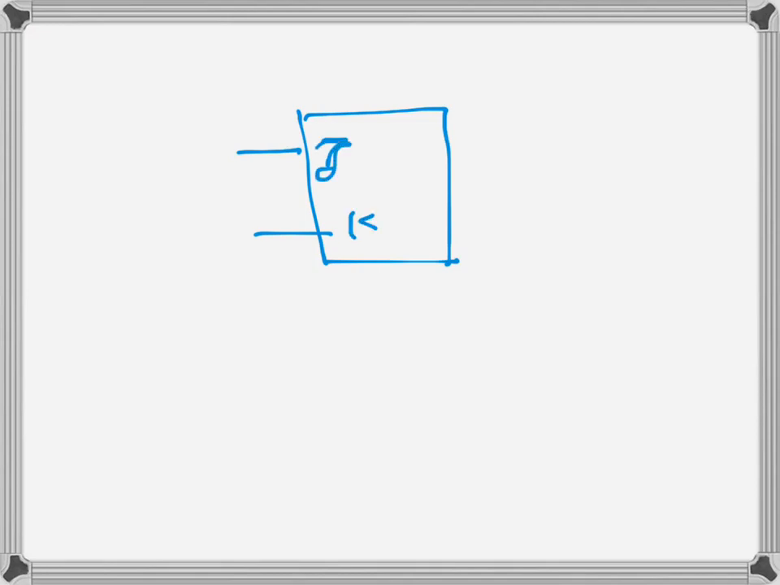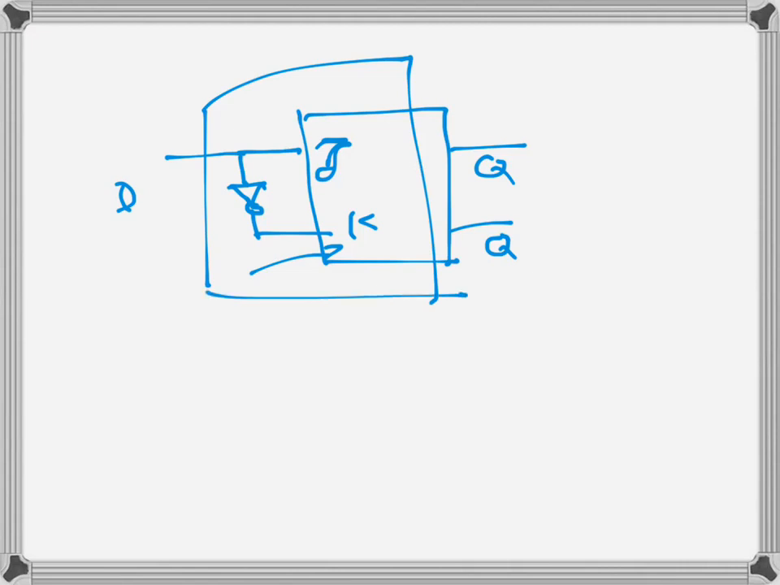We know that if we want to convert a JK flip-flop into a D flip-flop, all we have to do is connect J, K and Q bar, and there is the clock. So all we have to do is connect an inverter between the J and K inputs, and J becomes the D input basically. So this becomes the D flip-flop.